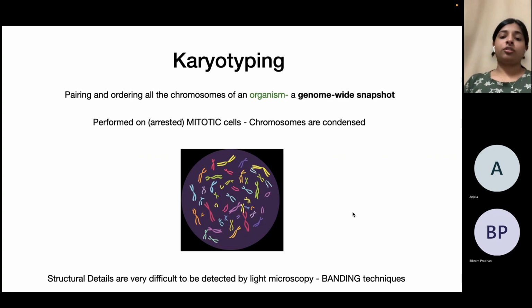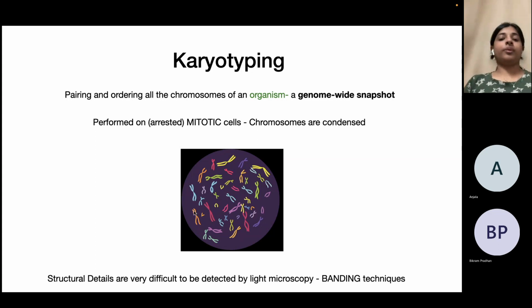If you actually think about it, the chromosomes in the cell are all scattered. If you have 23 pairs of chromosomes, you have 46 chromosomes in total, and they all have a huge amount of genetic material. If you just look at them under a microscope, you will not be able to differentiate what is chromosome 1 and what is chromosome 2. For that, there is a technique known as karyotyping, which is pairing and ordering all the chromosomes of an organism, essentially generating a genome-wide snapshot of your genetic material.